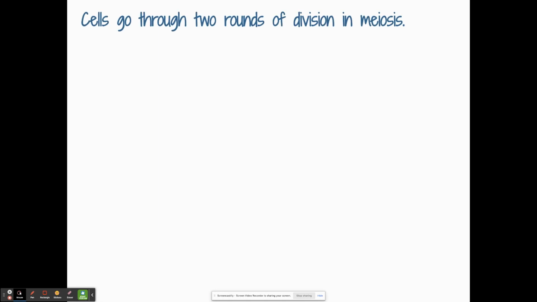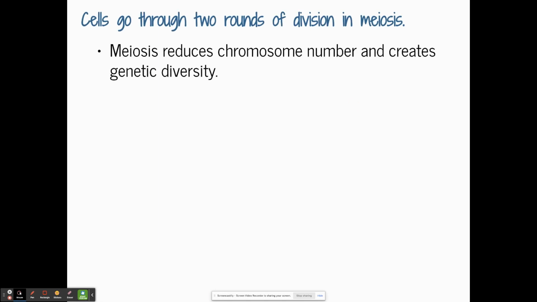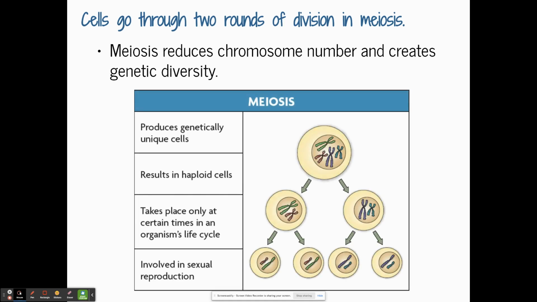Cells go through two rounds of division in meiosis. The purpose of meiosis is to reduce the chromosome number and to create genetic diversity. Meiosis is the process of making sex cells, or gametes. Meiosis produces genetically unique cells. It results in haploid cells. It takes place only at certain times in an organism's life, and it's involved in sexual reproduction.